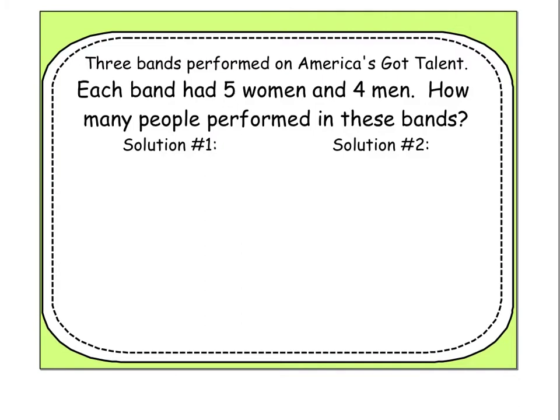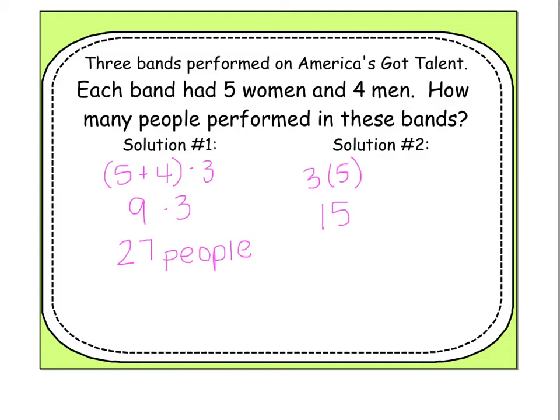If I were to tell you that 3 bands performed on America's Got Talent and each band had 5 women and 4 men, there would be 2 different ways that you could get your answer. You could first say that the 5 plus 4 gives you the total number of people in each band, and then multiply it by the 3 bands. So you would get 9 times 3, or 27 people. Or you could say that 3 bands have 5 women, so there are 15 total women, plus the 3 bands have 4 men, so there are 12 total men, which gives us a total of 27 people.